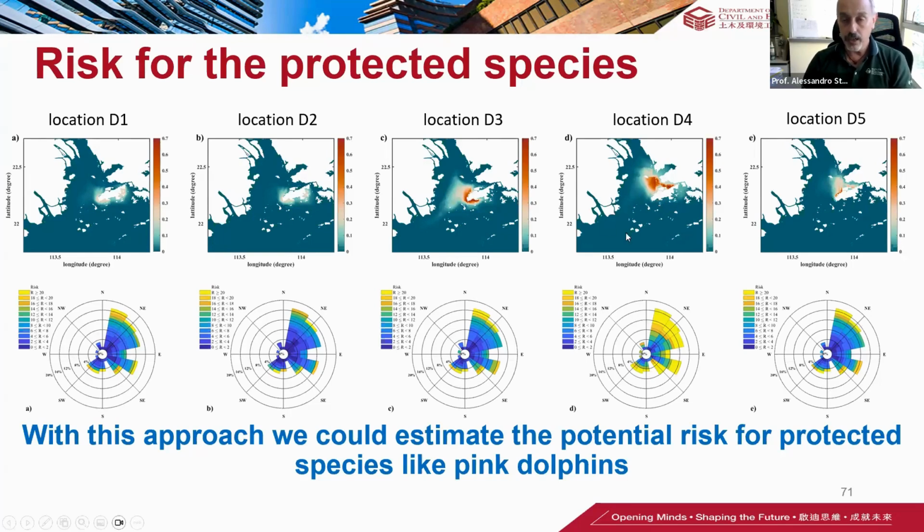And again, you can also produce similarly these risk roses, and this can guide you in specific moments of the year, for example, where you have a higher concentration of dolphin observations, and which are the riskiest wind conditions in terms of sediment concentration overlapping with the dolphins' habitat.